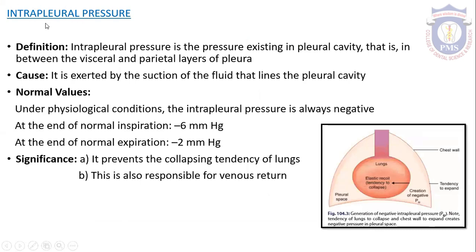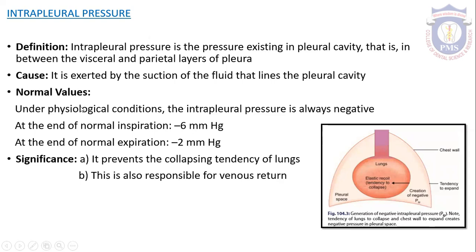Intrapleural, the name itself suggests that it is a pressure that is present inside the pleural space. What is pleural space? That is the space between visceral and parietal layer. So the pressure that exists in the pleural cavity is called intrapleural pressure. Now, what is the cause for this? It is exerted by the suction of pleural fluid. It is due to the suctional effect of pleural fluid that this pressure is being generated.